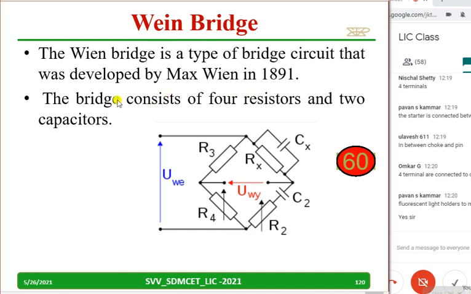Observe that carefully. The bridge consists of 4 resistors and 2 capacitors. We can just note down the wein bridge circuit. We'll continue. I'll wait for some time.